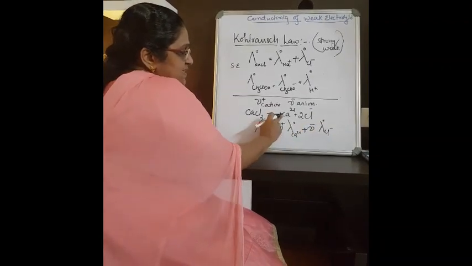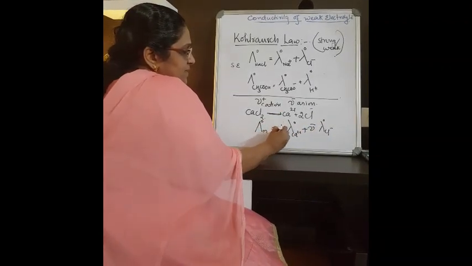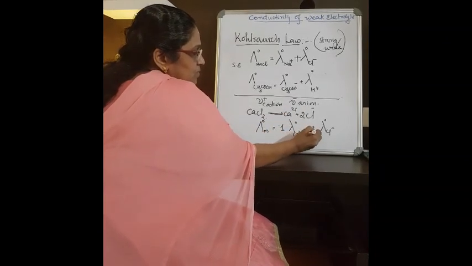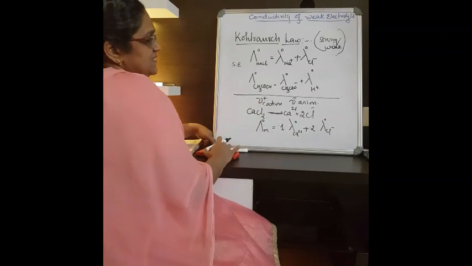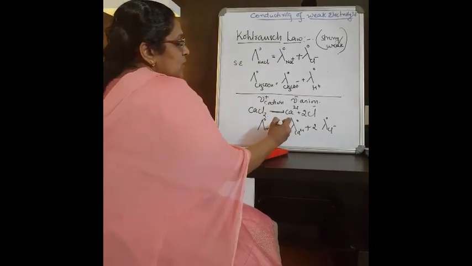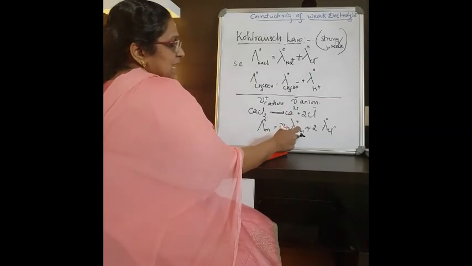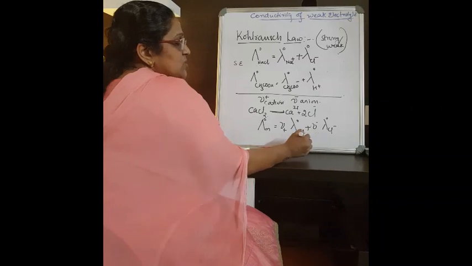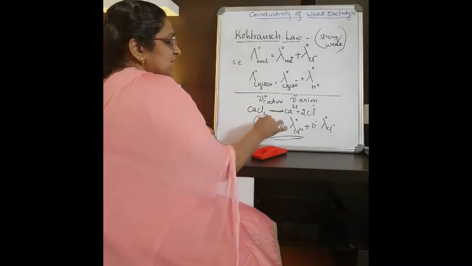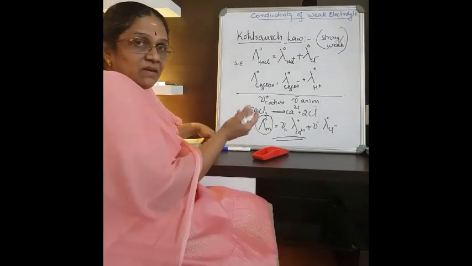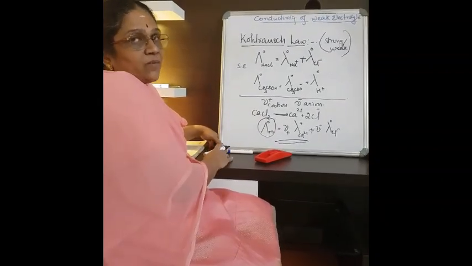Now, what is nu plus here? That is 1, isn't it? And what is nu minus here? The anion, that is 2. So, in general you can write lambda 0 m is equal to nu plus of lambda 0 cation plus nu minus of lambda 0 anion. This is how you calculate the limiting molar conductivity of any electrolyte, whether it is a strong electrolyte or a weak electrolyte.